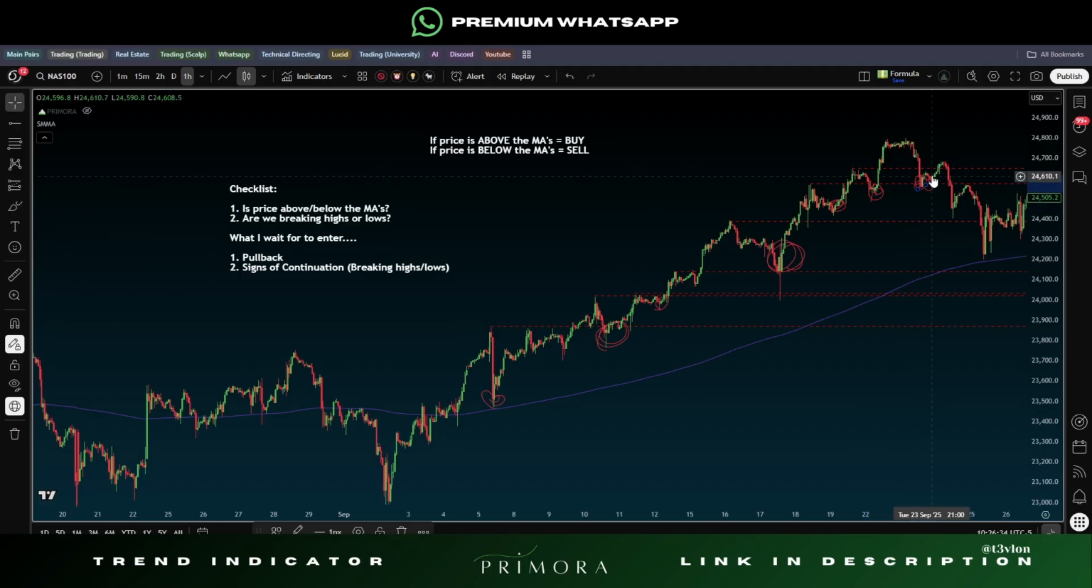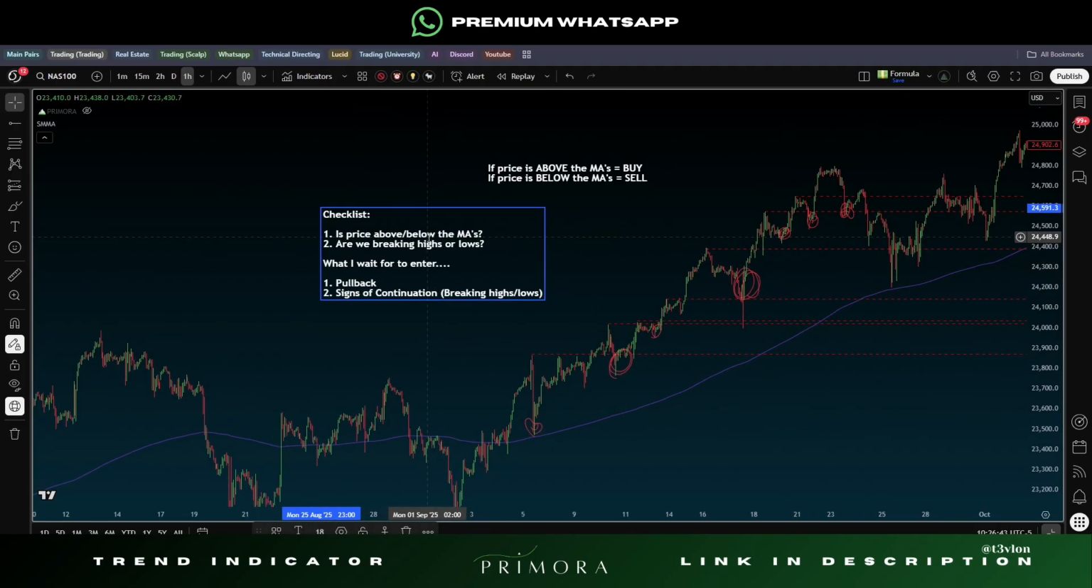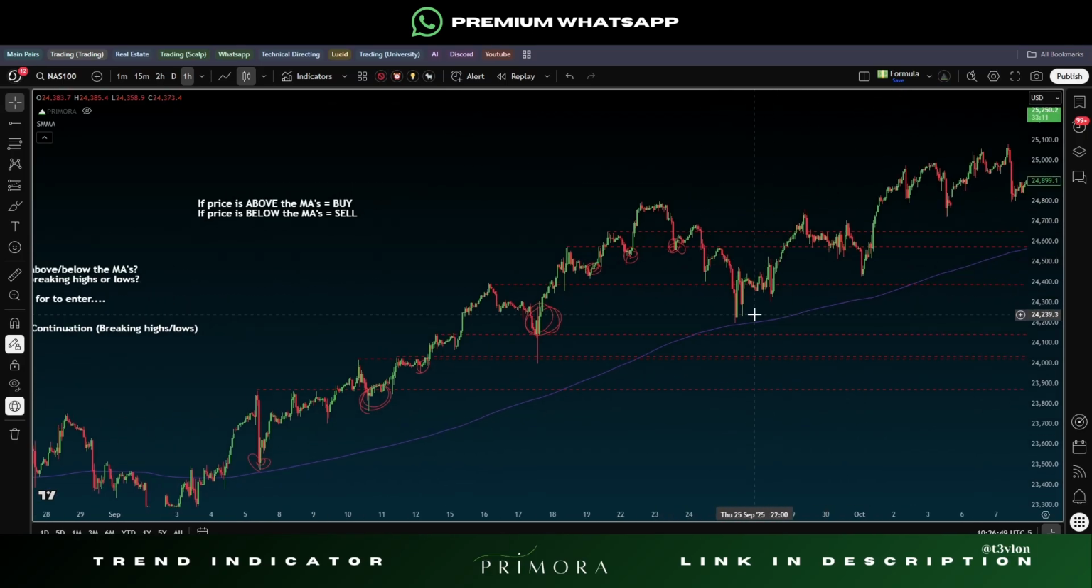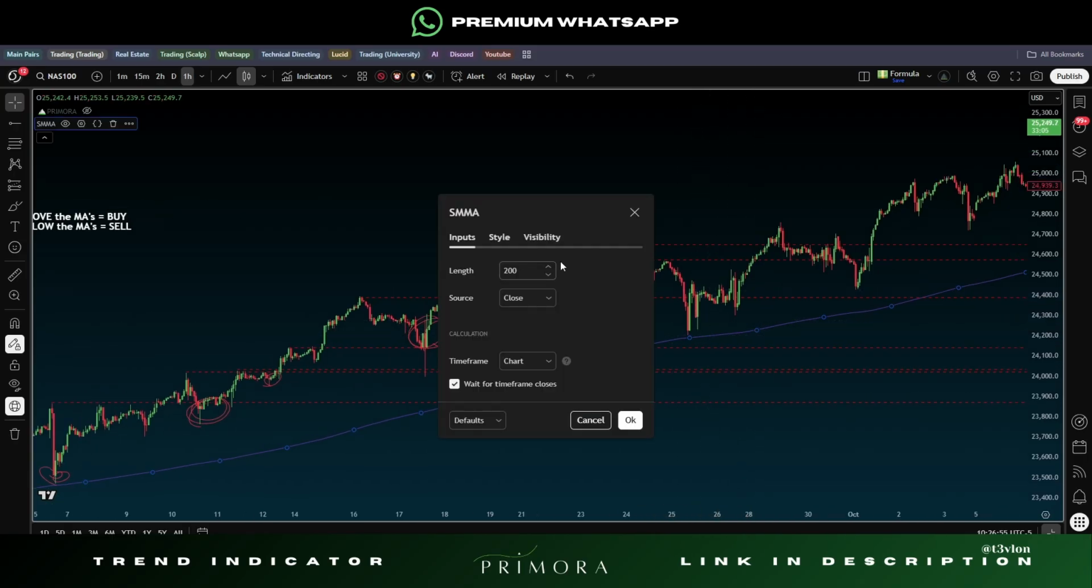And then based on this, you were getting ready for it to go and take the high, but then it started breaking lows. And what you do is get back to your checklist. Is price above or below the MAs? Okay, we're still above. So what am I waiting for? Even though I see it breaking lows, I'm waiting for it to start back breaking highs, because I'm above my MA. This one here is done on the 200 MA.